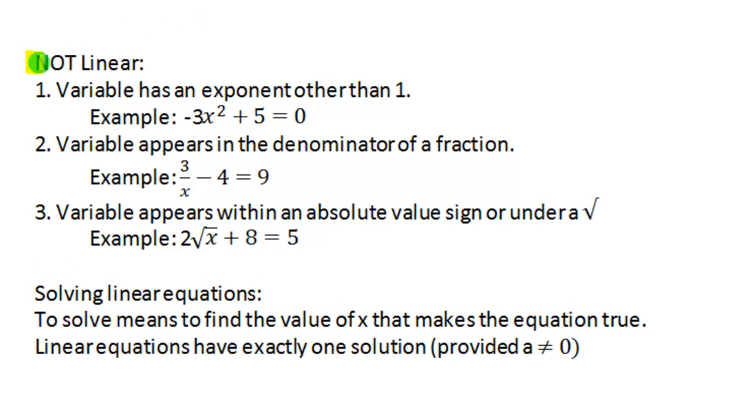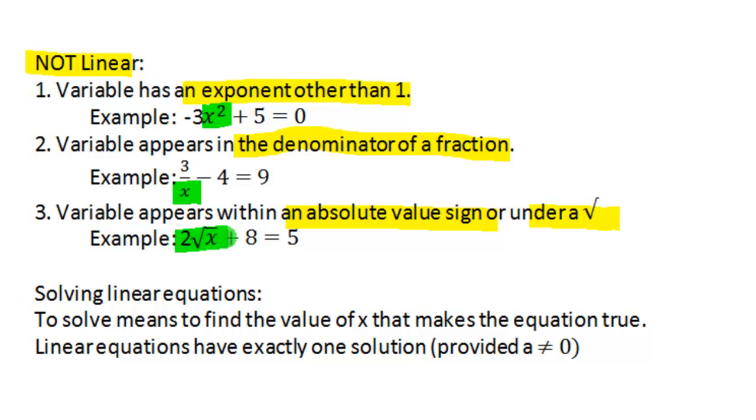So here are some equations that are not linear. If you have an equation with a variable that has an exponent other than 1, for example this one with the negative 3x squared, that is not a linear equation because the exponent on x is 2. If our variable appears in the denominator of a fraction, like in this example, 3 over x, this is not a linear equation. If our variable appears within an absolute value sign or under a square root sign or a radical sign, as in our example, 2 times the square root of x, this is not a linear equation.